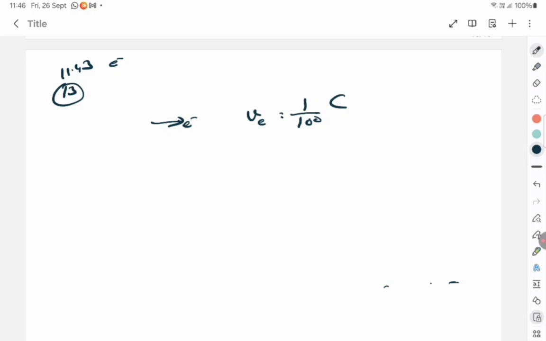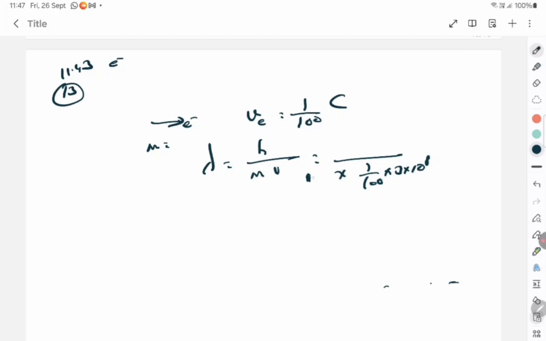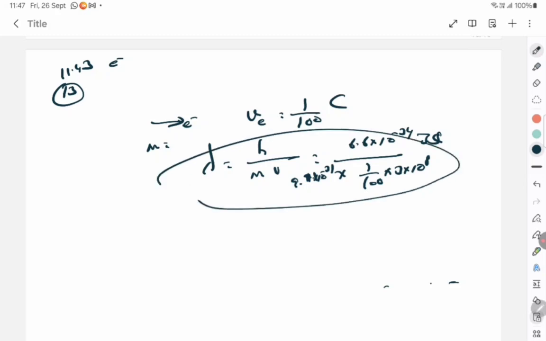You know the velocity, you know the mass of the electron. De Broglie wavelength is lambda is equal to h by mv, and velocity is 1 by 100 into c, which is 3 into 10 to the power 8, and mass of the electron is 9.1 into 10 to the power minus 31. h is 6.6 into 10 to the power minus 34 joule second. You know h, you know m, you know v. You can just find the answer and you can get the wavelength. That's all. There are many such sums like that. You just have to calculate those de Broglie wavelengths.